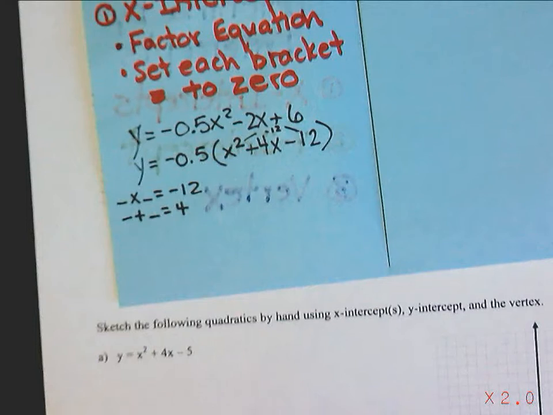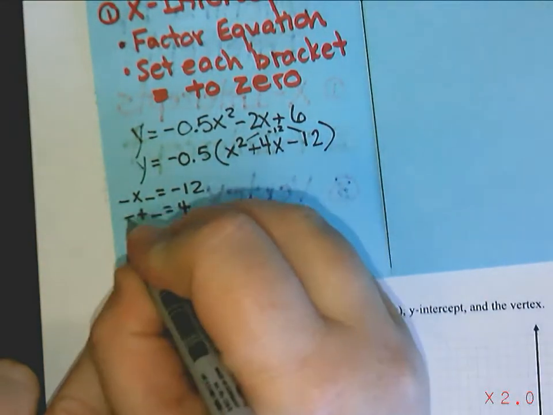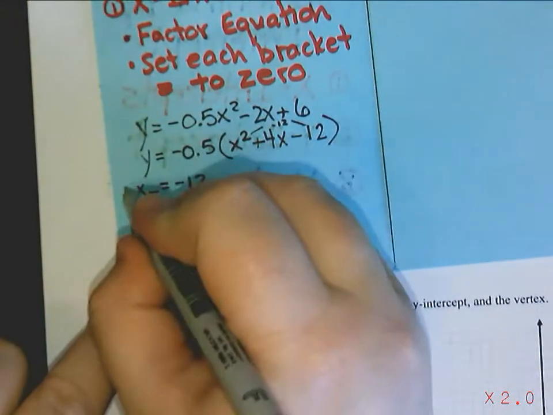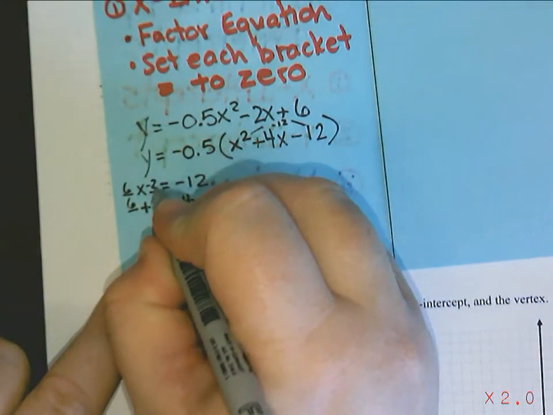Things that make 12 would be 12 and 1. I don't think that's going to work. 6 and 2, 3 and 4. So I think our best bet is the 6 and 2. In order to get a positive 4, it would need to be positive 6 and negative 2, and that would also multiply to give me negative 12.